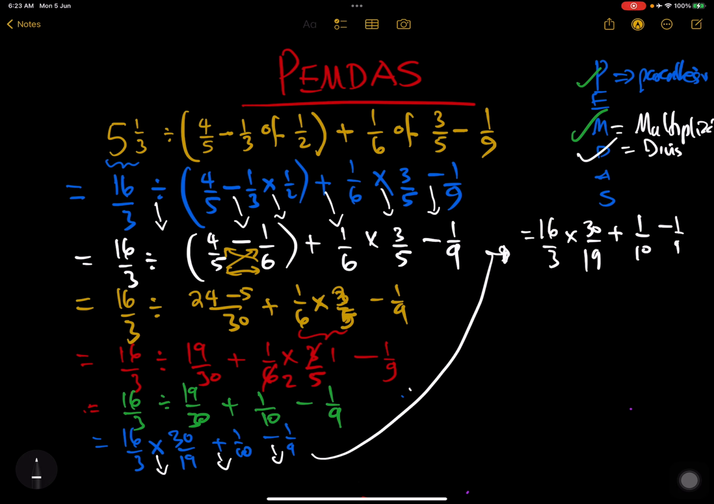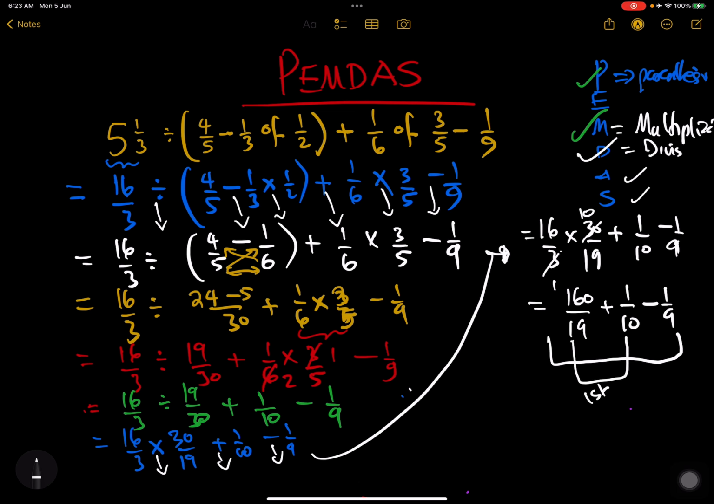Yes. So the next thing here is that we look at 3 and 30. 3 goes here 1, it goes here 10. And then we are going to have 160 over 19 plus 1 over 10 minus 1 over 9. The next thing is to do the addition before we come to the subtraction. And I know you can continue here. This should be easy. We are going to do this one first, and whatever result you get, you bring this negative 19 to it and solve.